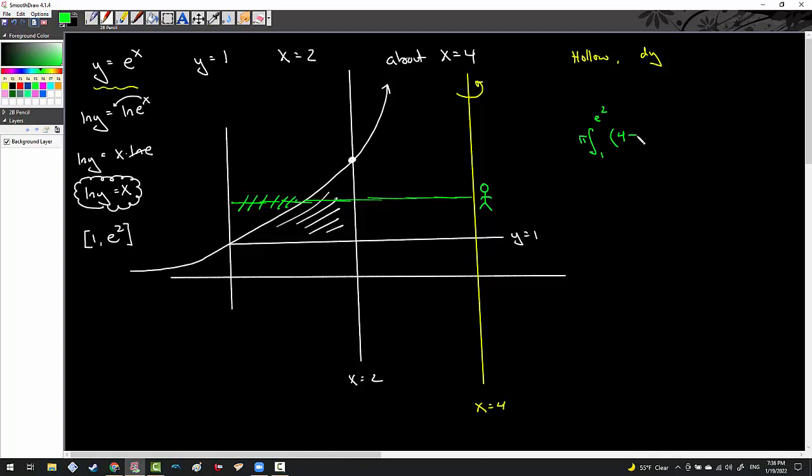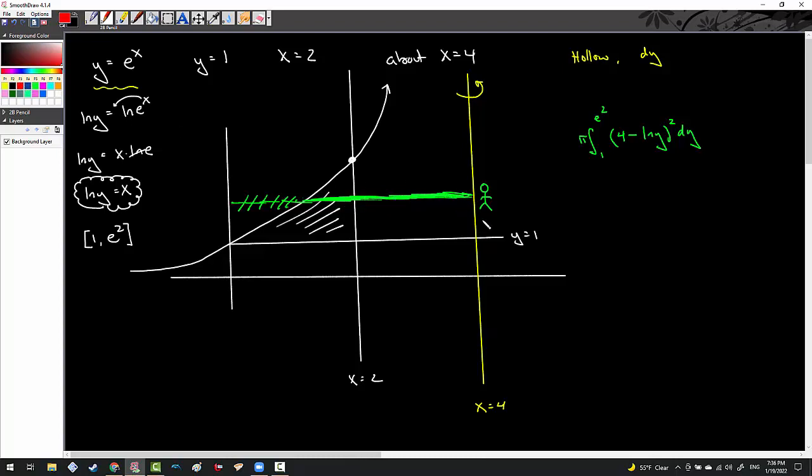So it's going to be actually 4 minus the space that I just cut off. So that's going to be 4 minus ln y, and that's going to be squared dy. That's how I get all of this tooth in here that I'm highlighting in green. I got all this tooth that I'm going to be inserting in.